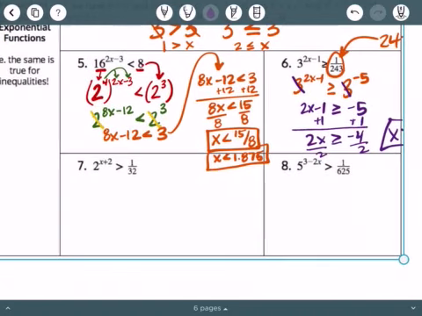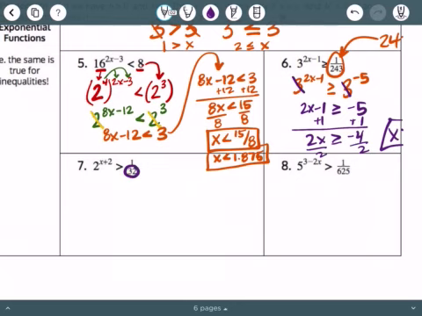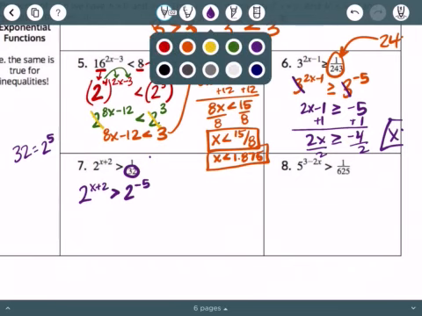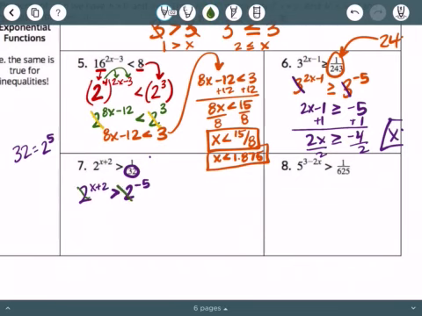Number 7. So we have number 7 here. I see 32. Again, I know that 32 is 2 to the 5th power, but it's a fraction, so I need 2 to the negative 5th power. I'm going to have less than, and I have 2x plus 2, like that. I see the same base. Cross it out. x plus 2 is greater than negative 5. Subtracting 2 on both sides, x is greater than negative 7.